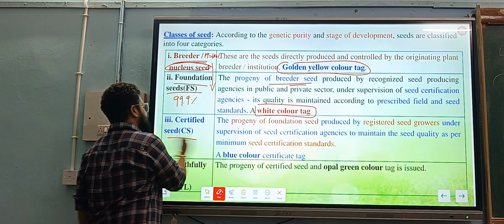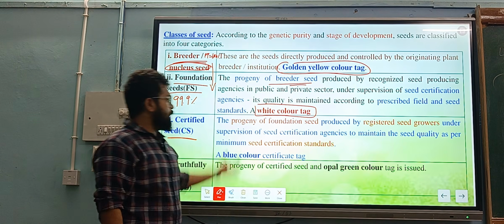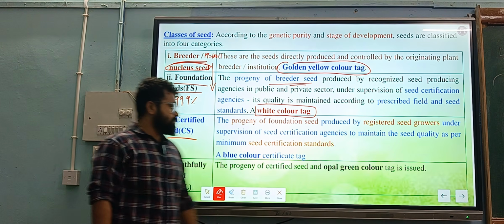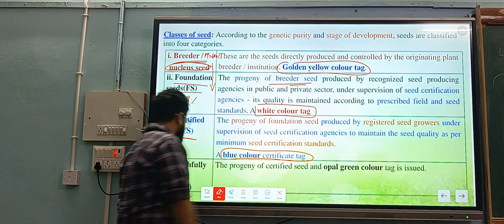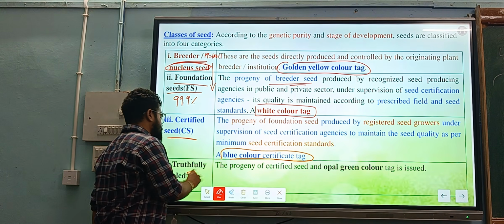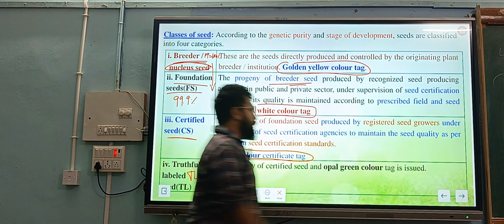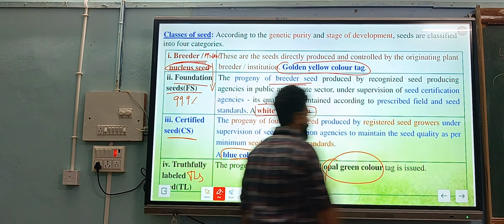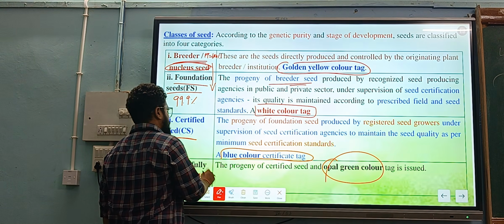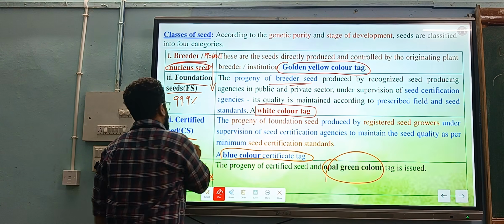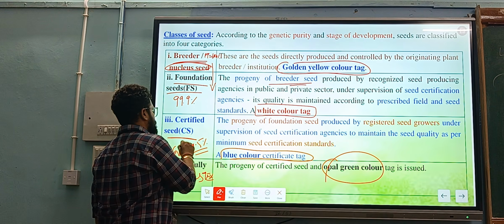The next is certified seed, the progeny of foundation seeds, produced by a registered seed grower under the supervision of seed certification agencies, which is stored with a blue color certification tag. Then truthful label seeds. This is a progeny of certified seeds which has an opal green color tag. Remember the tag and purity percentage. It is around 95% purity. This is 99.5% of germination percentage and purity.